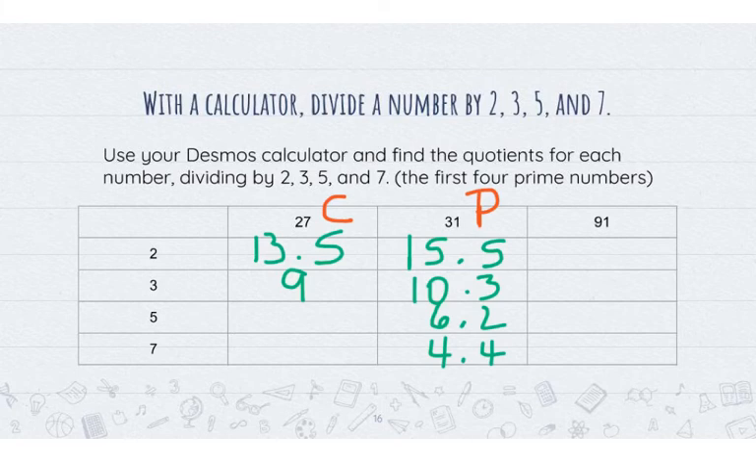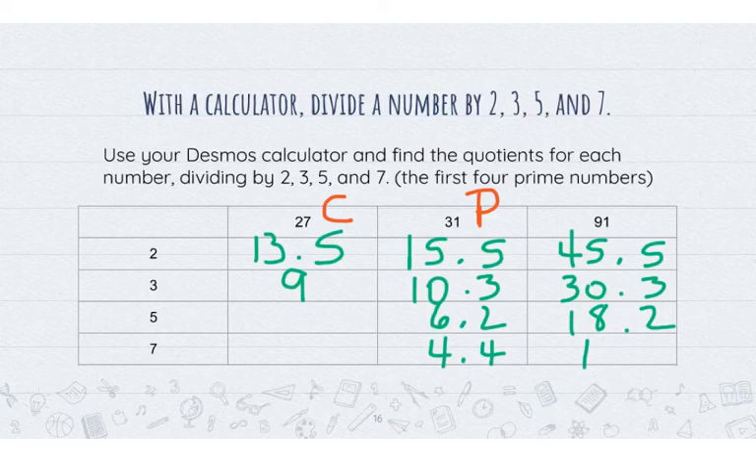Now we head over to 91. 91 divided by 2 equals 45.5. 91 divided by 3 equals 30.3. 91 divided by 5 equals 18.2. 91 divided by 7 equals 13, which is a whole number. Decimal, decimal, decimal, whole number. As soon as I have one whole number, that makes 91 a composite number because its factors are 1 times 91 in addition to 7 times 13.